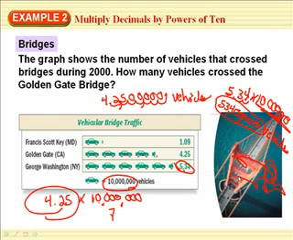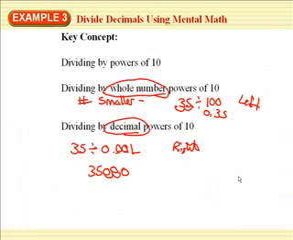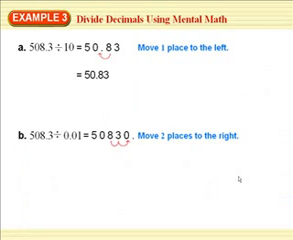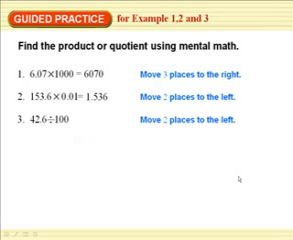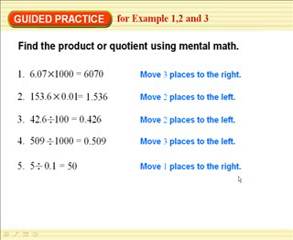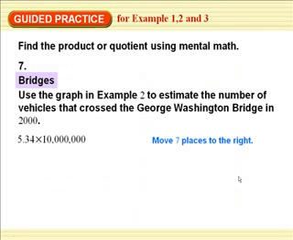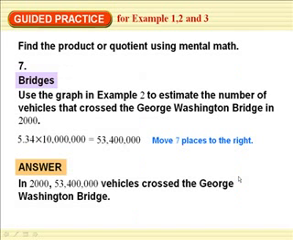Anyway, sorry, I'm trying to get back to that example. Remember what we came up with? Move it 7 places. There it is. 53,400,000 vehicles crossed the George Washington Bridge.